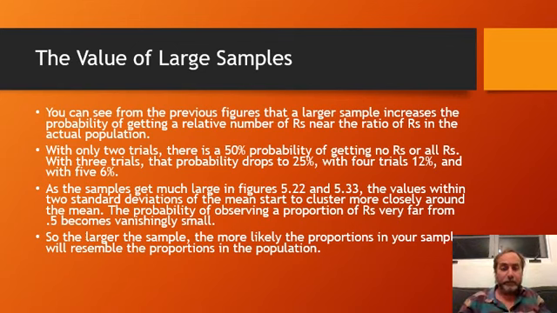That's the idea, anyways. We can see why getting a large sample almost guarantees you a much higher probability that the proportion of R's you find in your sample will be similar to the proportion of R's in the population.